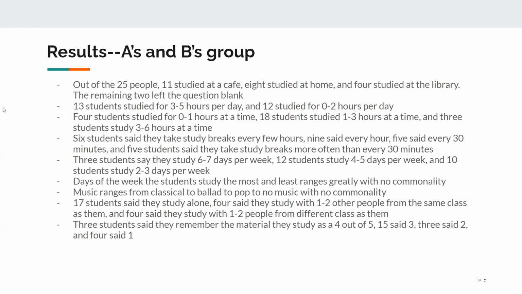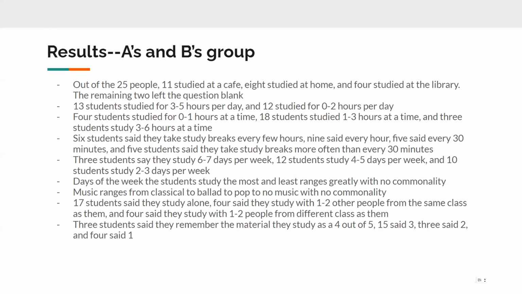So for the A's and B's group, out of the 25 people, 11 said that they studied at a cafe, 8 study at home, and 4 study at the library, and 2 people left the question blank. 13 students studied for 3 to 5 hours per day, and 12 studied for 0 to 2 hours per day.